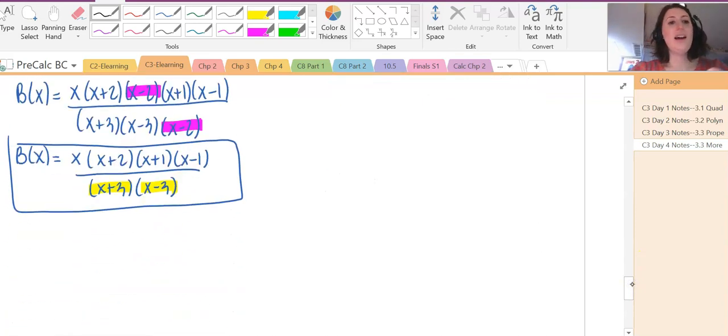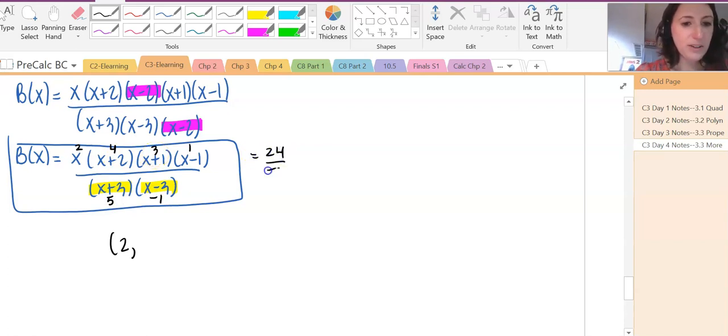Holes. We did have this x minus 2 cancel, so that means I have an x coordinate of 2 for my hole, and now I'm going to plug it in. 2, 4, 3, 1, 5, -1. All right, let's see. 2 times 4 is 8, 2 times 3 is 24. 24 over -5 is what I'm getting.